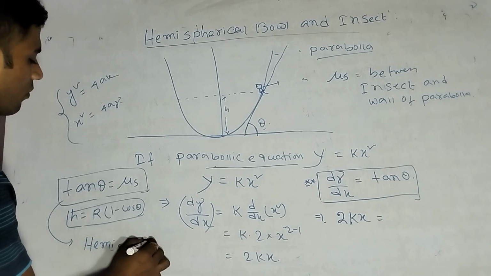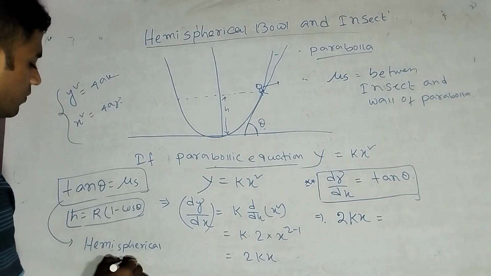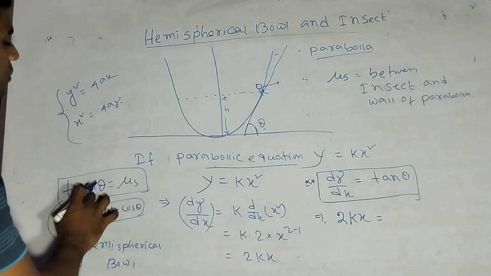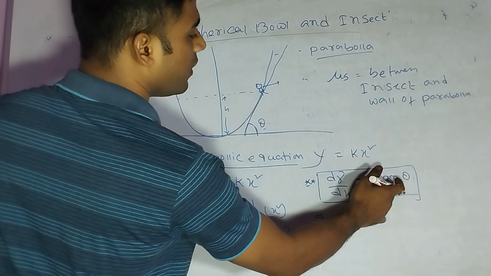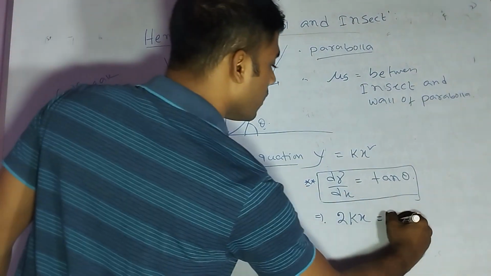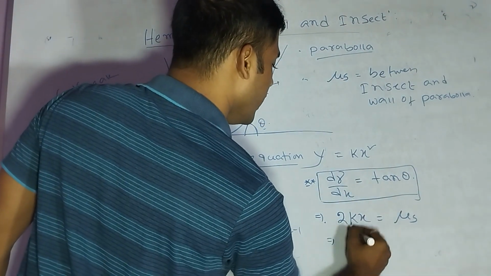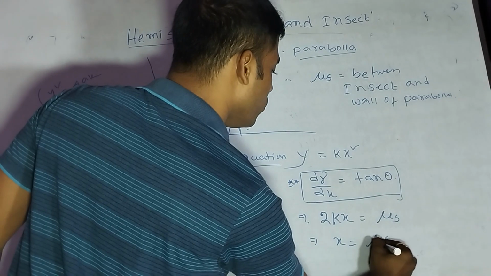Hemispherical bowl. Tan theta is mu s. This is a limiting condition. Then tan theta equals mu s, so x is equal to mu s by 2k.